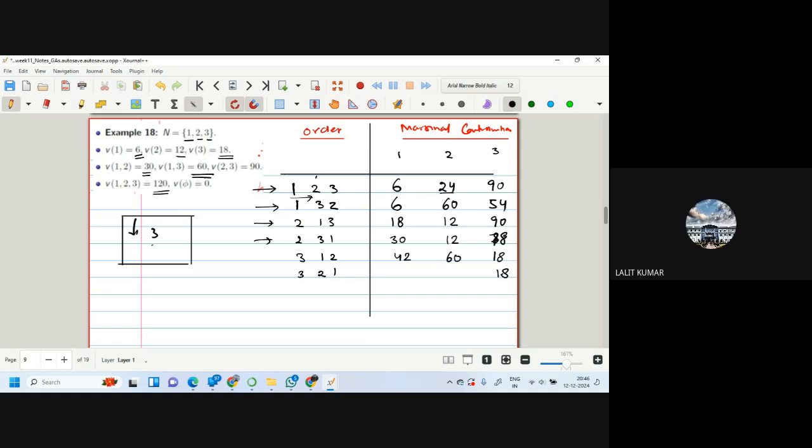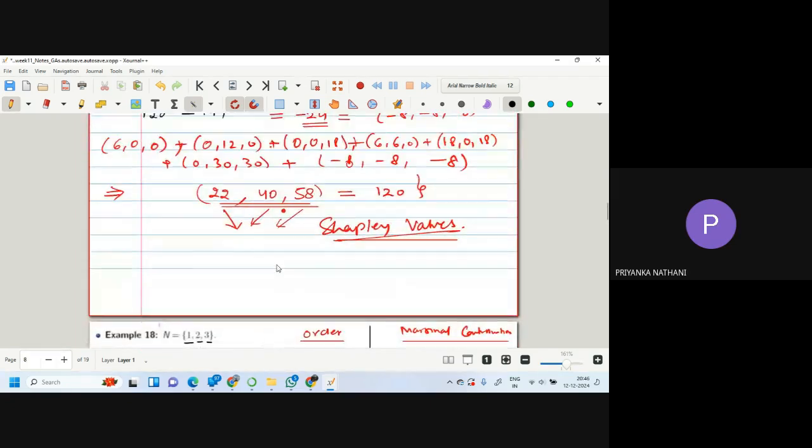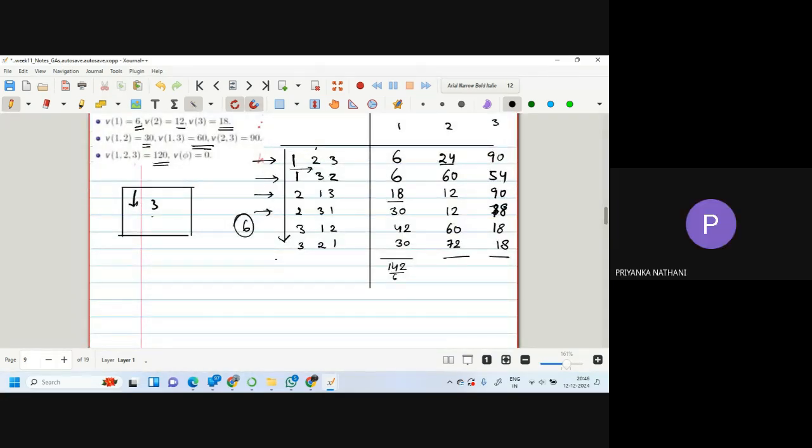3 came, value became 90, so 90 minus 18 is 72. And this is 90, it became value 30. So now you add all these values, and there are 6 orders. So 6, 6, 30, 12, 12 plus 18, 30, 30, 30, 60, 60 plus 42, that becomes 142. We have made some mistake somewhere. Okay, it's fine, it should be 132.